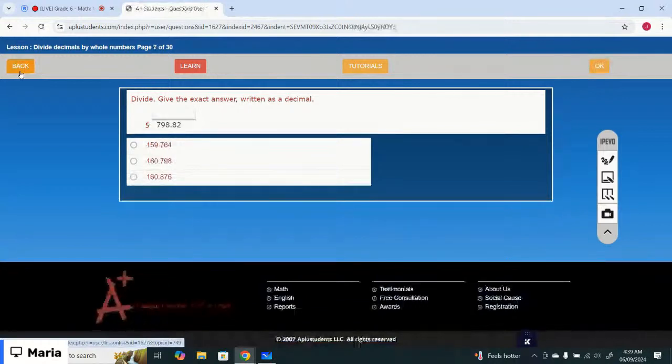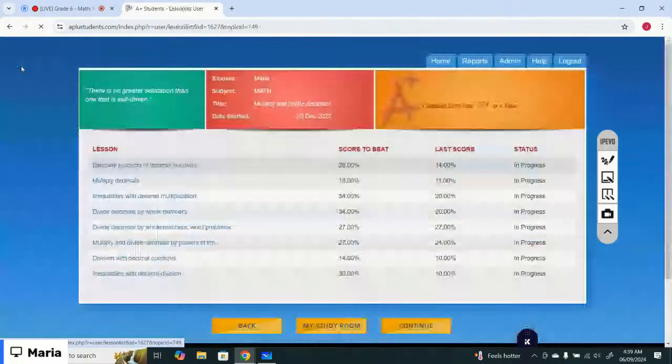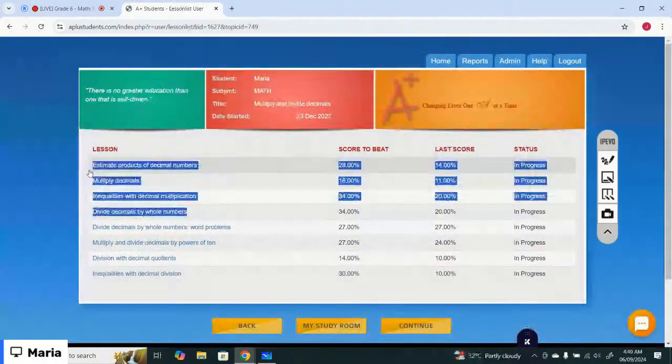So we were working on grade 6 math. The chapter we are working on is multiply and divide decimal numbers. The lessons we have covered today are estimate products of decimal numbers, multiply decimals, inequalities with decimal multiplication, and divide decimals by whole numbers, right?